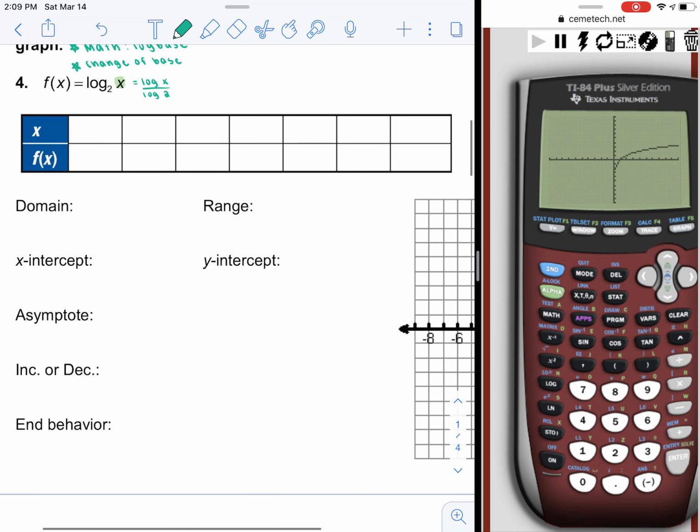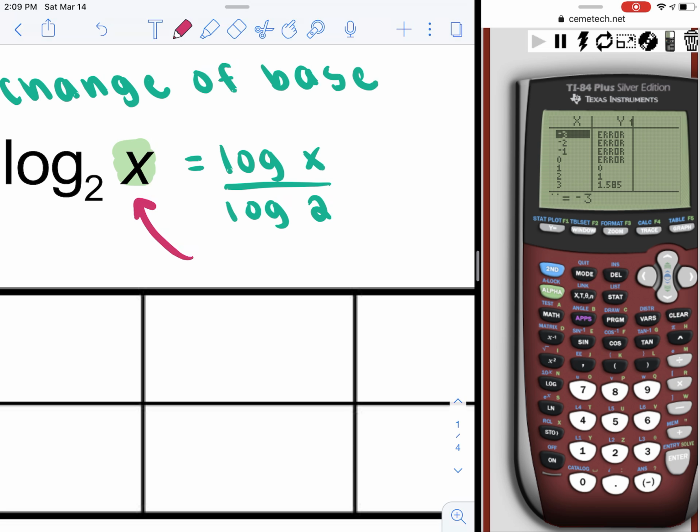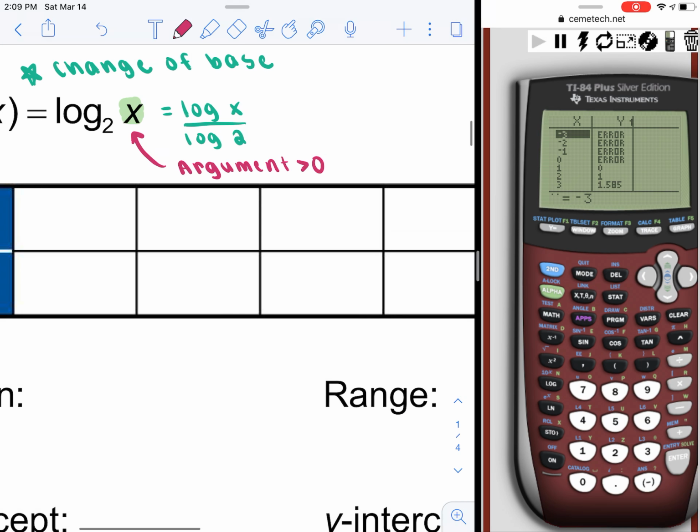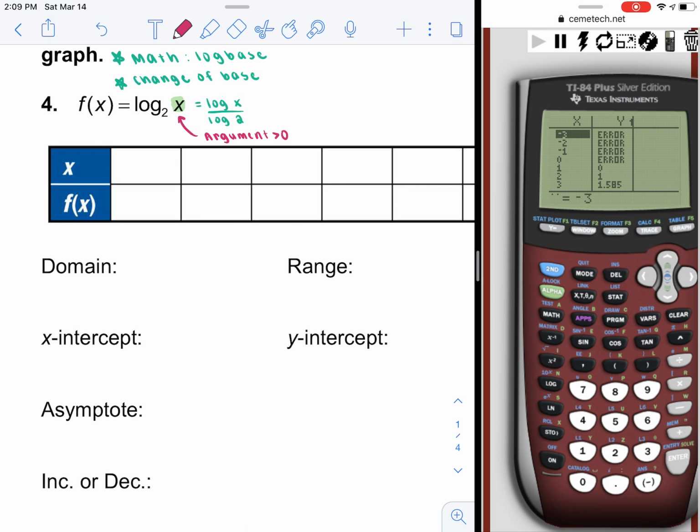So let's graph this. If you go to your table, you will see in your table that there are error messages for all the values of 0 and smaller. There's a reason for this. Last year, you should have learned that the argument always has to be greater than 0. Any value that makes that argument equal to 0 or less than 0 does not work in our domain. So with that being said, we need to look at values that don't make it 0.